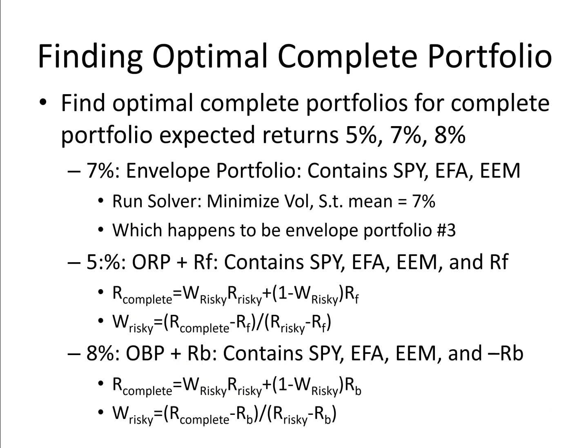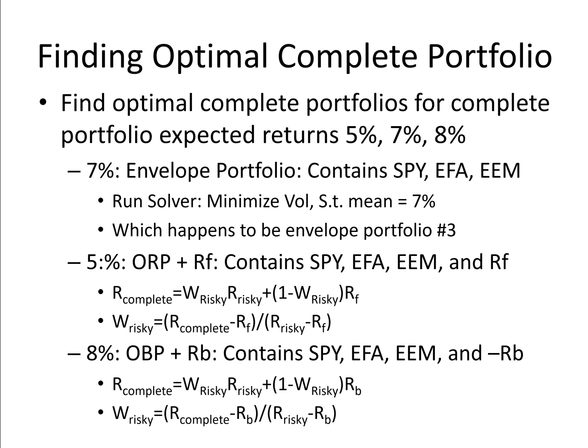So for the 7% portfolio, that's the one that's on the envelope, I'm simply going to run solver, minimize vol for a 7% mean, and see what the envelope portfolio looks like. For the 5 and 8, I'm going to have to do an equation to find the weight in the optimal risky portfolio.